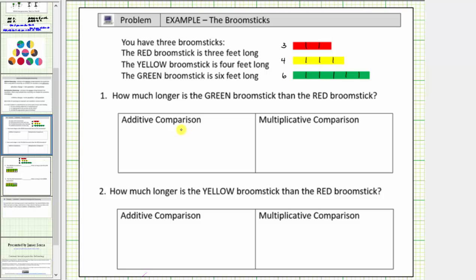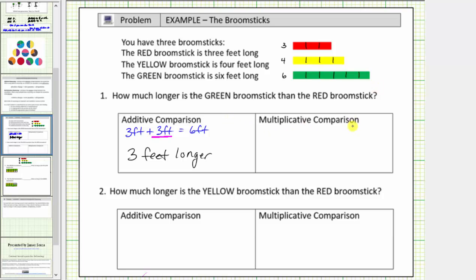For the additive comparison, we need to determine what we have to add to the length of the red broomstick to get the length of the green broomstick. Well, the red broomstick again is 3 feet, so 3 feet plus 3 feet is equal to 6 feet, the length of the green broomstick. So because we use the process of adding 3 feet to the length of the red broomstick to get the length of the green broomstick, we now know for the additive comparison, the green broomstick is 3 feet longer than the length of the red broomstick.